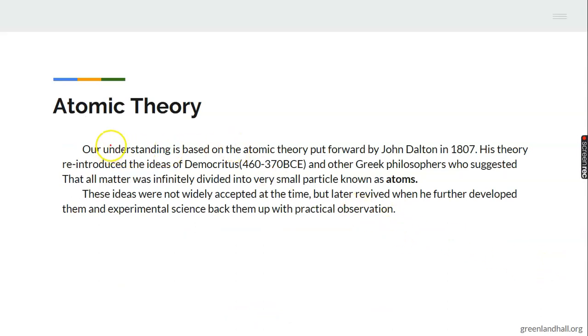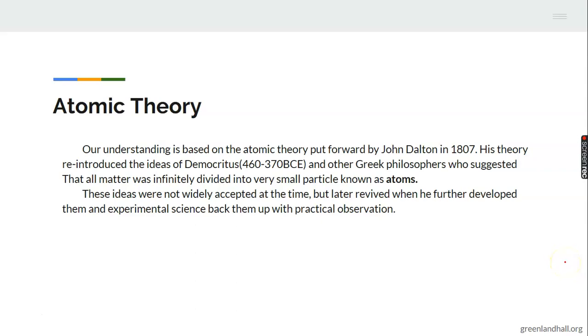Our understanding is based on atomic theory put forward by John Dalton in 1807. His theory reintroduced the ideas of Democritus from 460 to 370 BCE. BCE means before Common Era. Democritus and other Greek philosophers suggested that all matter was infinitely divided into small particles known as atoms. These ideas were not widely accepted at that time, but were later revived when Dalton further developed them and experimental science backed them up with practical observation.